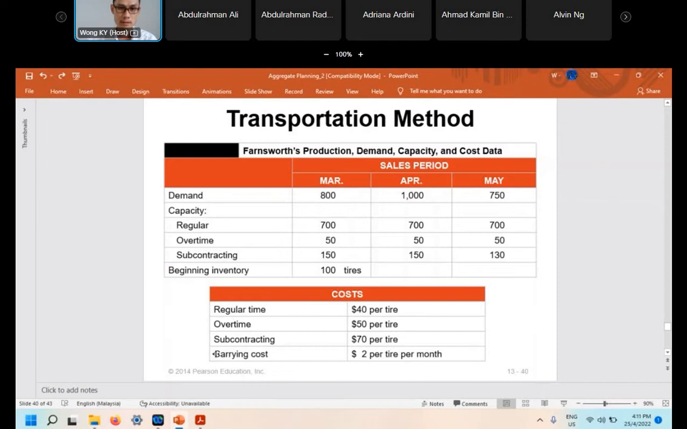And also given is the carrying cost. I've explained what carrying cost is. Carrying cost is the inventory holding cost, the inventory storage cost. So if we carry the tire, or hold the tire, or store the tire for 1 month, it costs the company $2 per tire per month. That is carrying cost. So later we'll go back to this. This is just the introduction of all the data given.